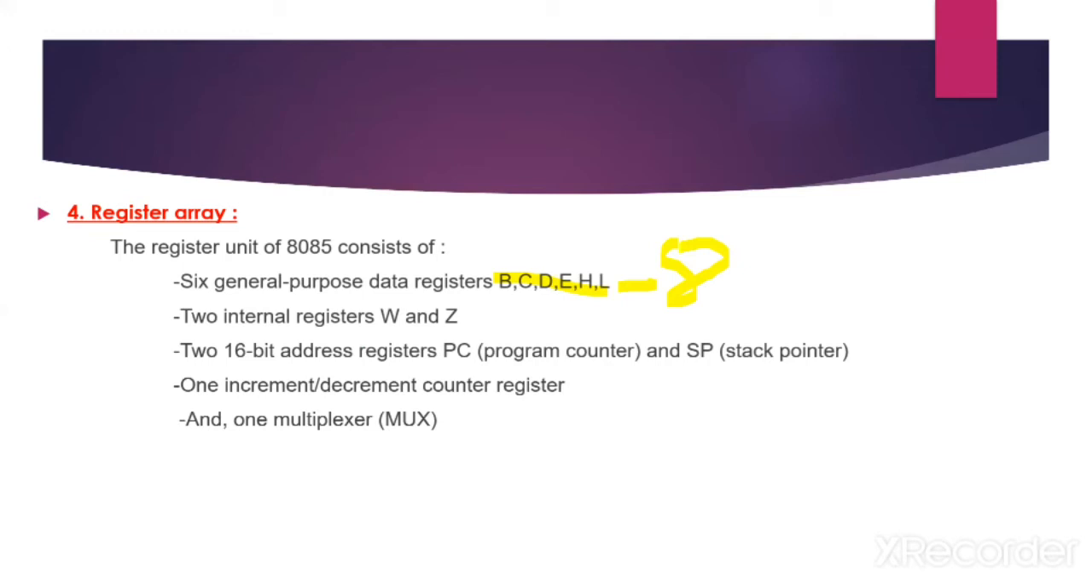There are 8 addressable 8-bit registers. 6 of these can be used as 8-bit registers or as 16-bit register pairs. Means they can also be used in pairs, such as the BC, DE, and HL pairs. In addition, the 8085 contains 2 more 16-bit registers, that are the stack pointer and program counter.